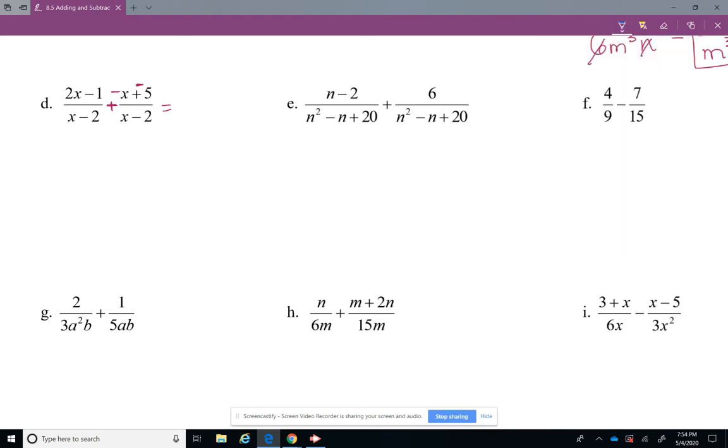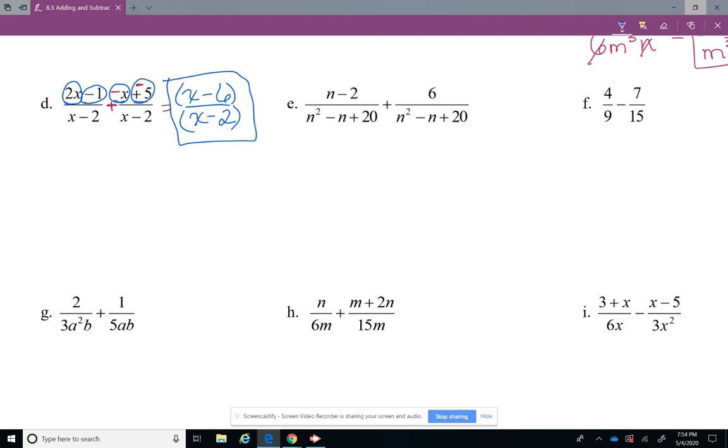All right, let's look at 2x minus 1x is going to be x. And then negative 1 minus 5 is going to be negative 6. And that's going to be over x minus 2. We're done. Now remember, if you want to put these like this so you don't cancel them, you can, but you don't have to. That's your answer, x minus 6 over x minus 2.